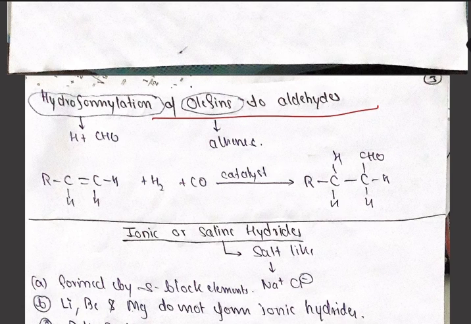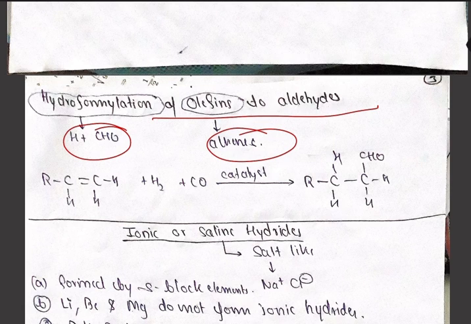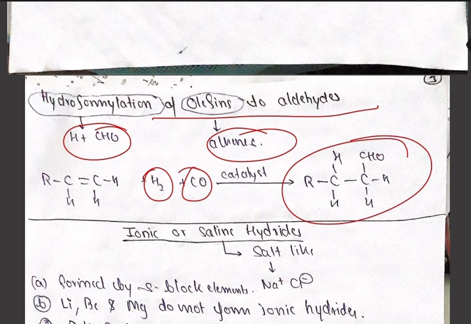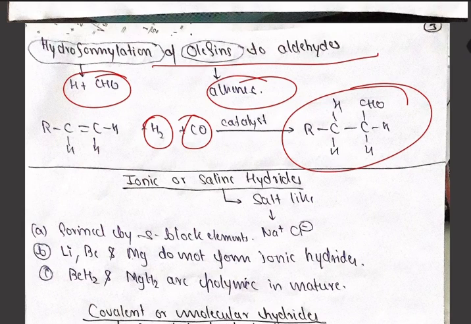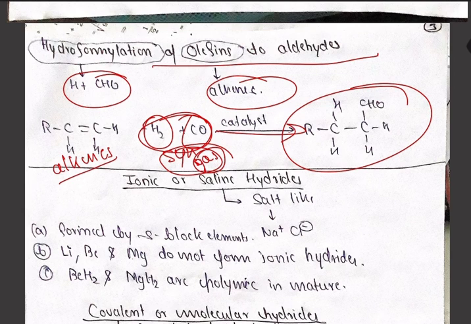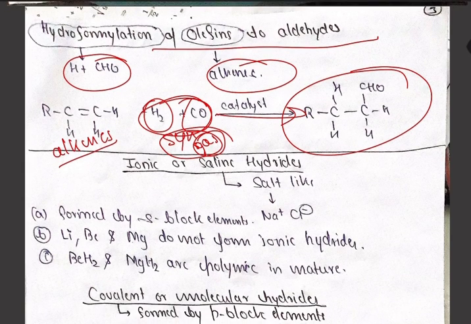Hydroformylation of olefins to aldehyde. Hydroformylation, H plus CHO, and the olefins, that is alkenes. RCH=CH2 plus H2 plus CO, catalyst, gives RCH2CH2CHO. Olefins to aldehyde: we can use hydrogen plus CO, that is syngas. From alkenes we can form aldehyde with the syngas in the presence of a catalyst, and one carbon is increased in this process.